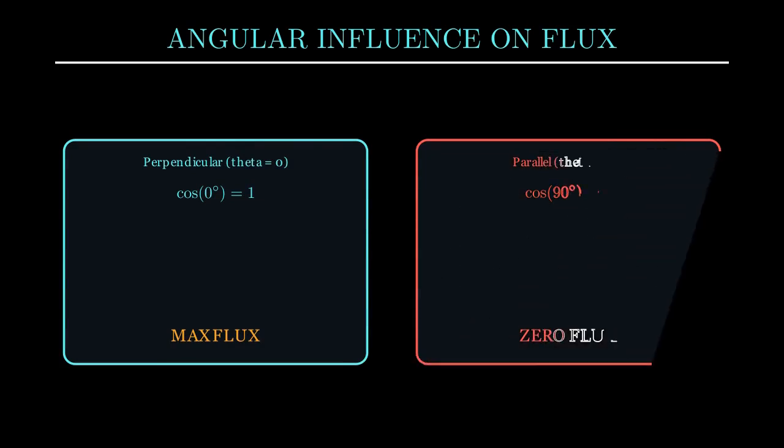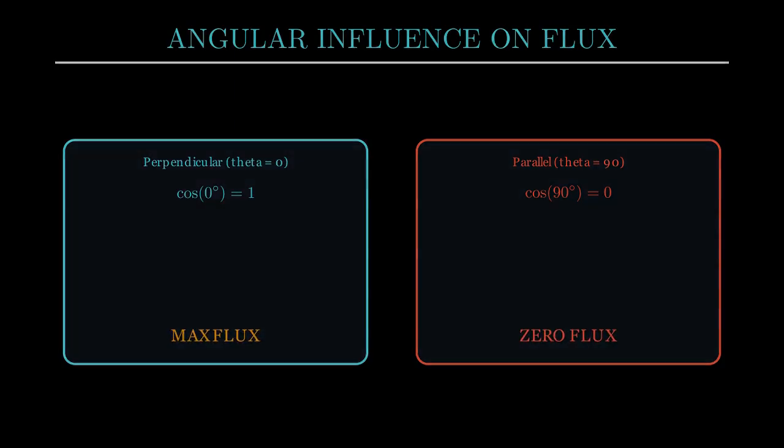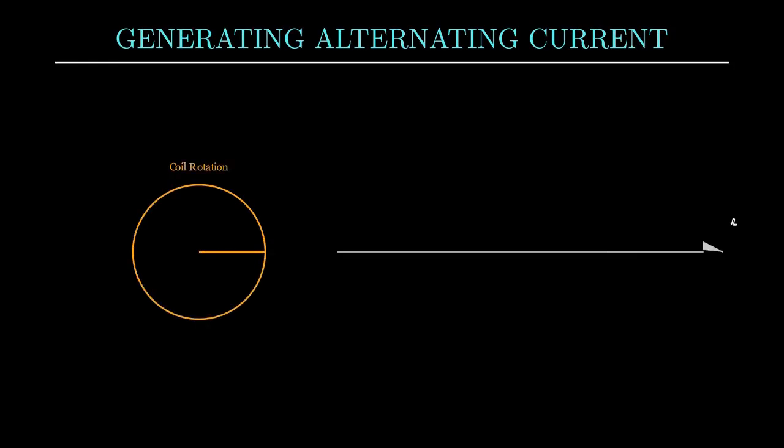Recall our simplified flux equation. Phi B equals BA cosine theta. Since B and A are constant for a given generator, the only variable dictating the change in flux is the cosine of this continuously changing angle. When the coil is parallel to the field, theta equals 90 degrees, cosine theta equals 0, and the flux is 0. When perpendicular, theta equals 0 degrees, cosine theta equals 1, and the flux is maximal. This cyclical change in cosine theta directly leads to a cyclical change in magnetic flux, phi B.